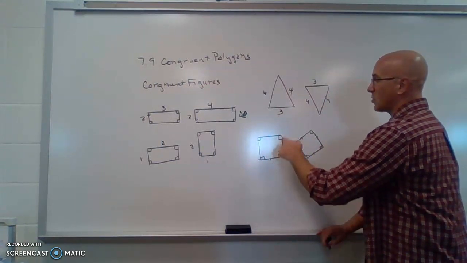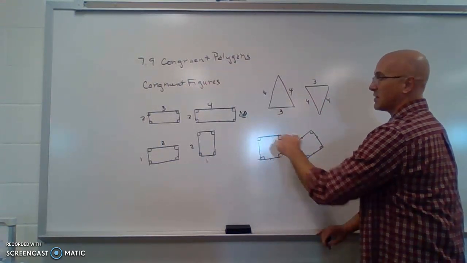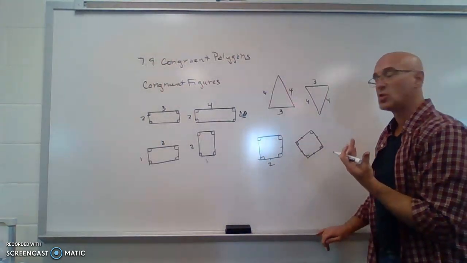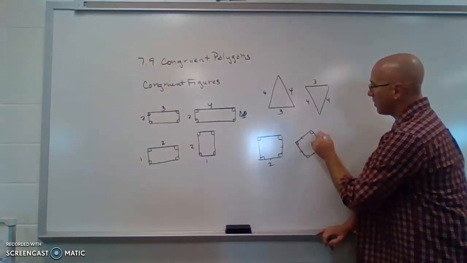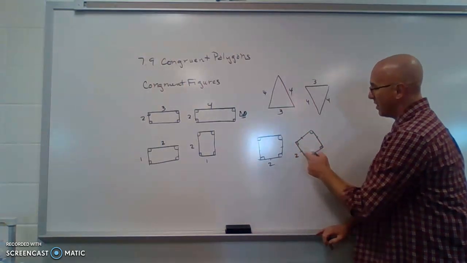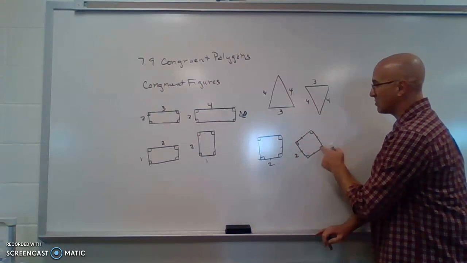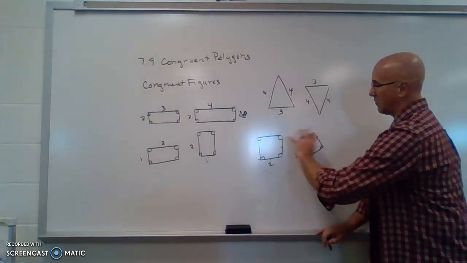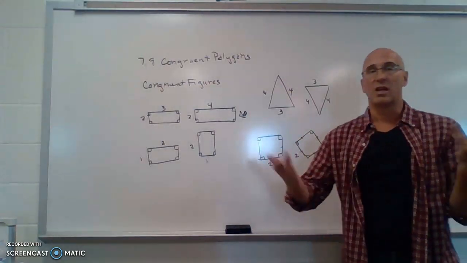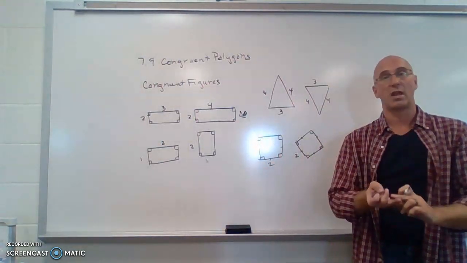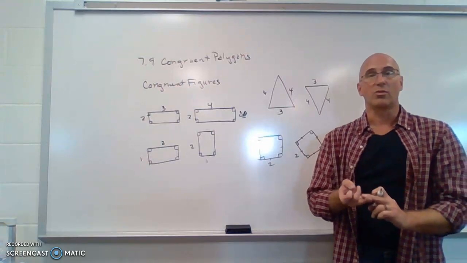So here I have a square, and I know it's a square because I said they're all equal. If I said that that side is 2, and I have another figure here, 4 equal sides, all right angles, this is also a square. So just because it's kind of rotated does not mean it's not congruent. So if they're the same size and the same shape, they are congruent polygons.